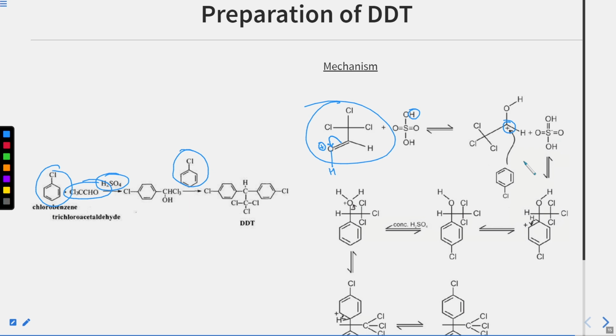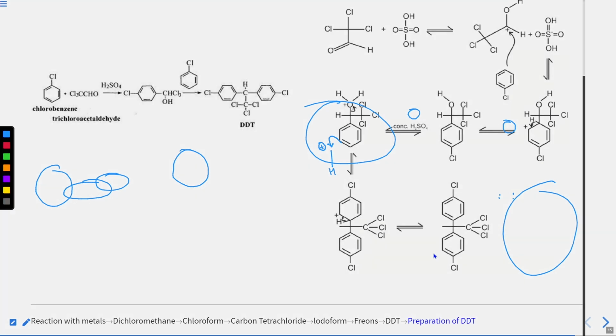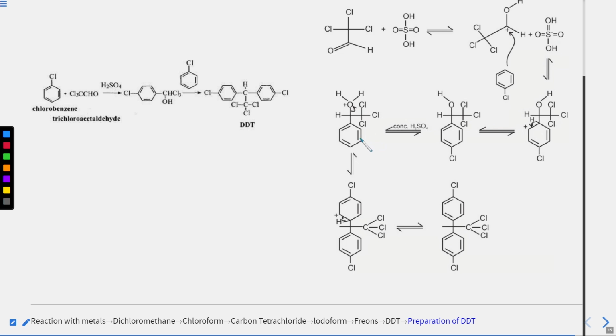Now it can act as an electrophile, and we know chlorine is also para-directing. Since this group is very bulky, to avoid steric hindrance it does not undergo ortho substitution, and rather goes for para substitution. Now we got this product. Again, this H will leave. Since H2SO4 is in the mixture, we again add H onto this oxygen. It gets protonated and it leaves.